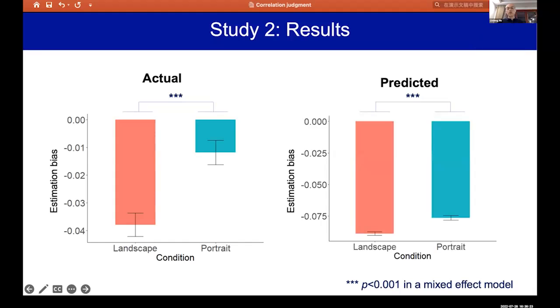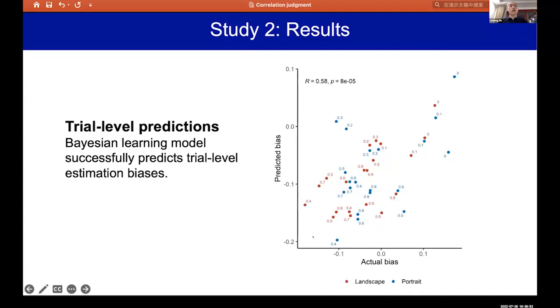But the more interesting thing is that the Bayesian learning model, trained simply using the eye tracking data in the free viewing phase, can also predict this underestimation as well as the asymmetry between these 2 conditions. That is, the underestimation bias is stronger in the landscape condition than in the portrait condition. Then we also evaluate the trial level accuracy of the Bayesian learning model. We again find a pretty strong predictive accuracy at the trial level for the Bayesian learning model.